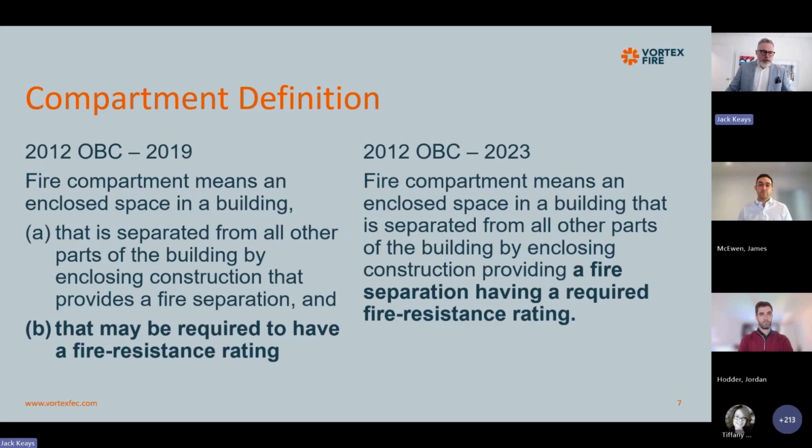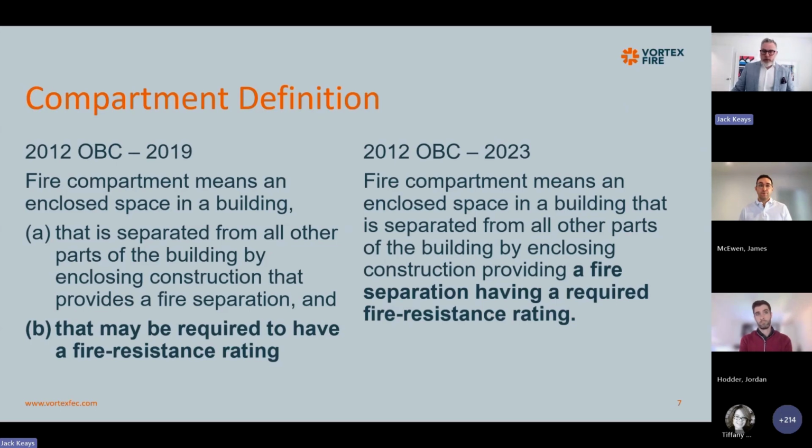So this might sound like a fairly trivial matter, but it actually caused a lot of problems because the wording in B here under the older code is that the fire compartment means an enclosed space in a building that is separated from all other parts of the building by enclosed construction, so that would be walls or floors, that may be required to have a fire resistance rating. It did not say it had to have a fire resistance rating. It said it may require it. So that meant potentially that 0-hour compartments were put into this as being compartments.